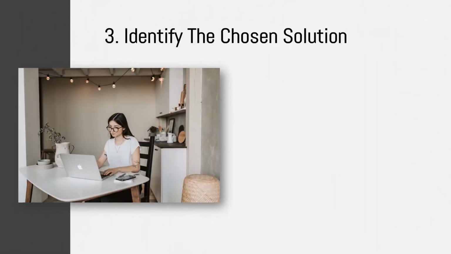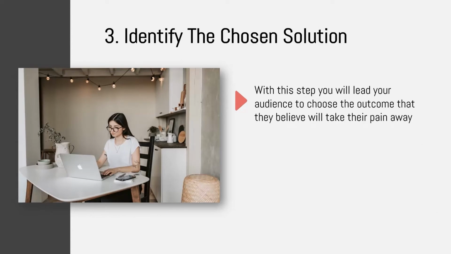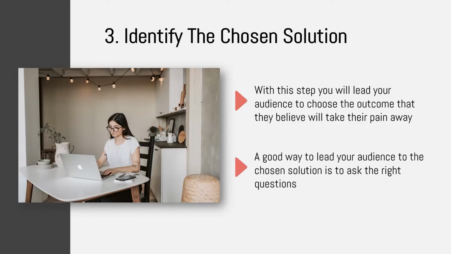3. Identify the chosen solution. With this step, you will lead your audience to choose the outcome that they believe will take their pain away. You can provide examples of other things that they could do that would only provide a temporary fix, or even make the problem worse, such as doing nothing at all. A good way to lead your audience to the chosen solution is to ask the right questions. You could ask, what do you think could help you with your problem? And what would be the ideal outcome for you? Ask them which of the solutions you are offering they prefer the most. Only your chosen solution will tick all of the boxes.